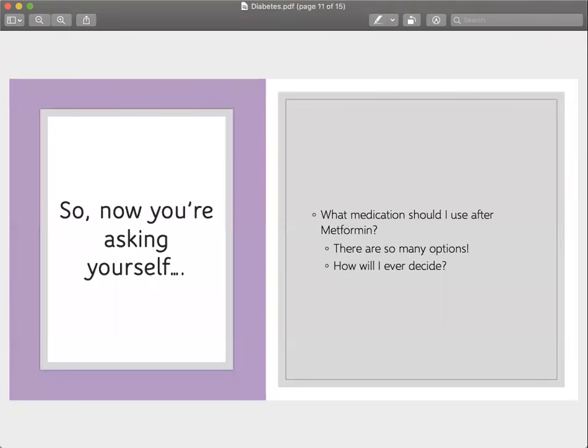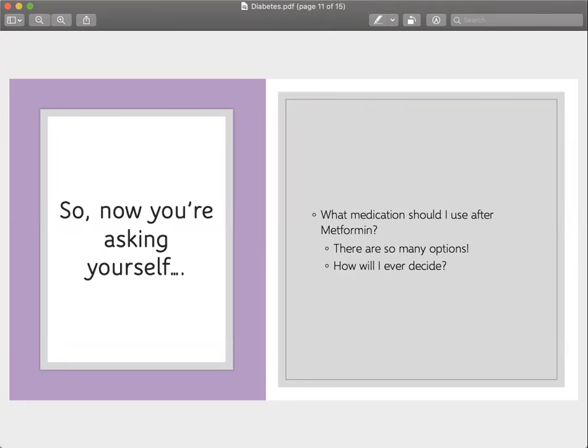So now you're asking yourself, I know metformin is first line, but where do I go from there? And yes, there are a lot of options, but don't panic. We love having options as novice nurse practitioners. We just need to look at our patients holistically and look at their individual characteristics.